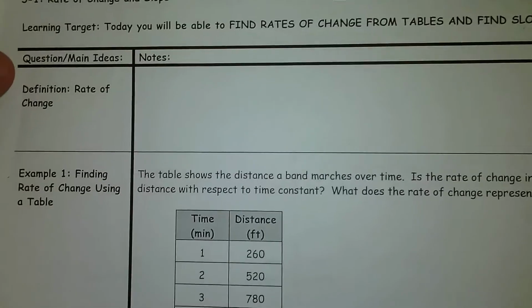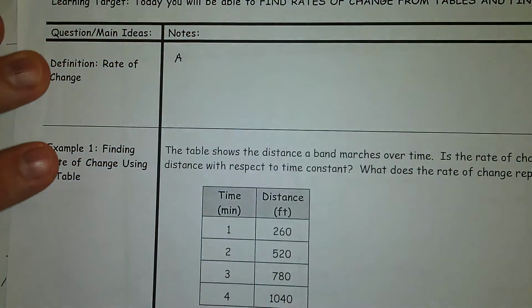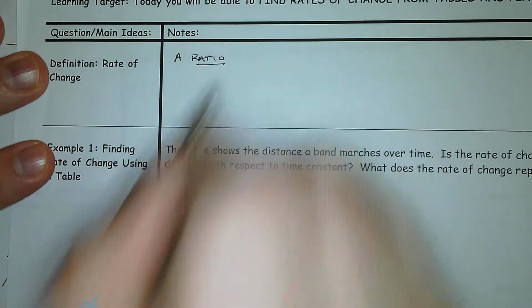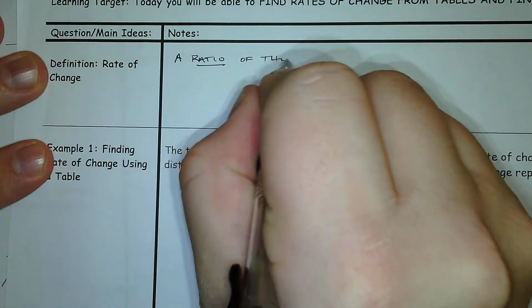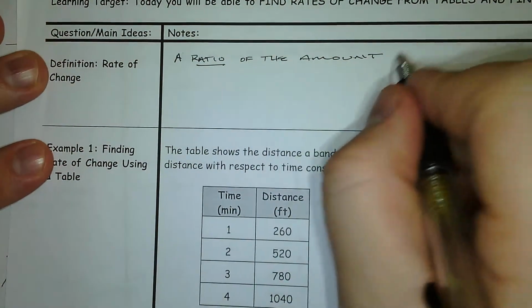Now going back to the front, we're going to talk about rate of change again. Rate of change is a ratio. Remember, ratio means fraction of the amount of change.